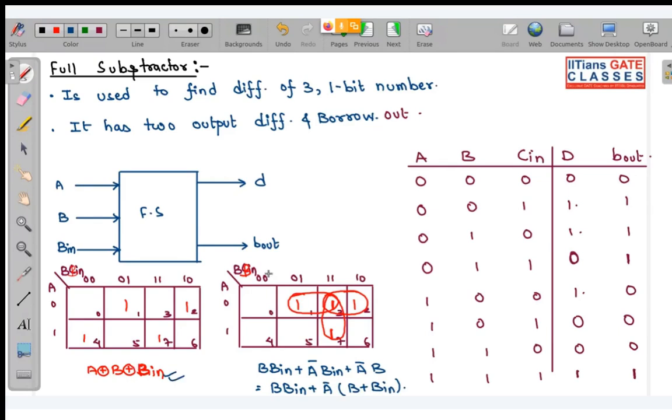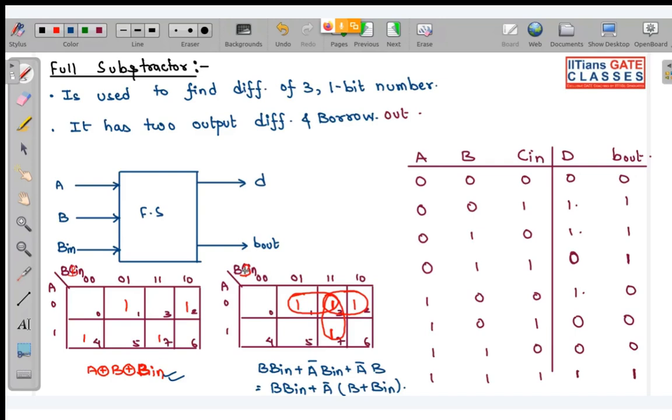How many of you got it for the B out? B out? Anybody? Am I audible properly? Because there is some net sign showing on my tablet, so that means my net speed is not that good.